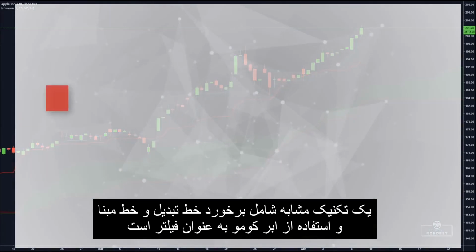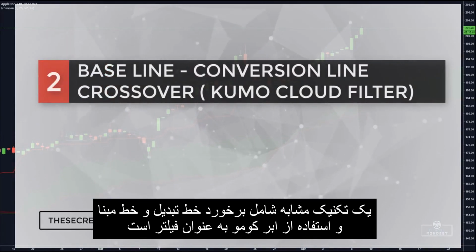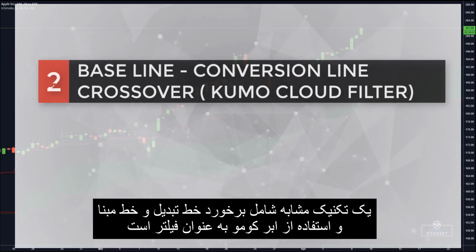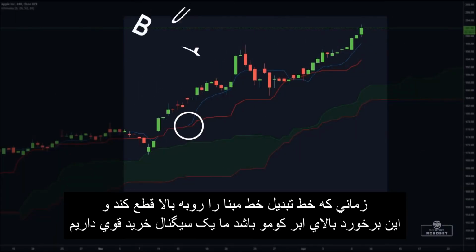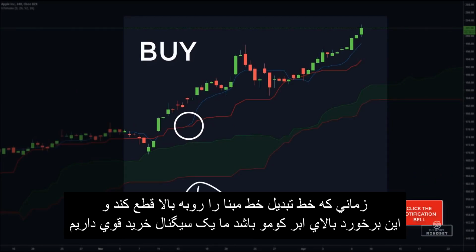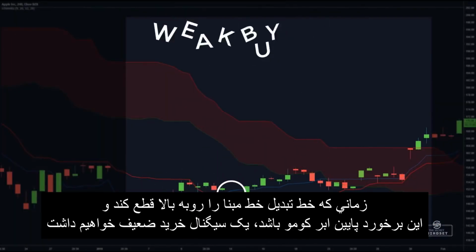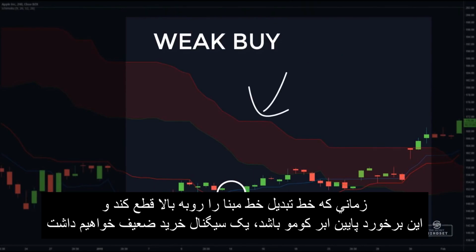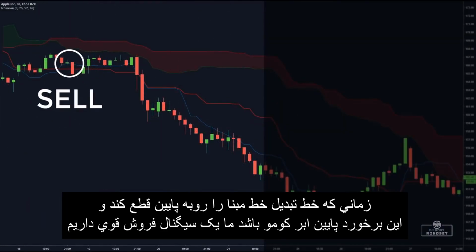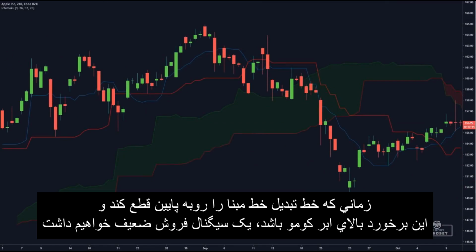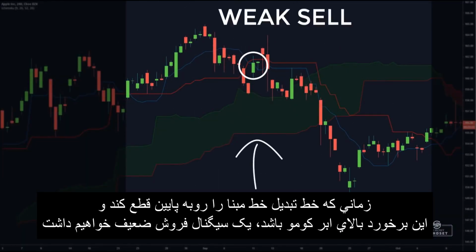Another similar strategy involves the baseline conversion line crossover, but the filtering technique takes into account the Ichimoku Kumo cloud. When a baseline crosses above the conversion line above the Kumo cloud, we have a strong buy signal. When a baseline crosses above the conversion line below the Kumo cloud, we have a weak buy signal. When a baseline crosses below the conversion line below the Kumo cloud, we have a strong sell signal. And when a baseline crosses below the conversion line but above the Kumo cloud, we have a weak sell signal.